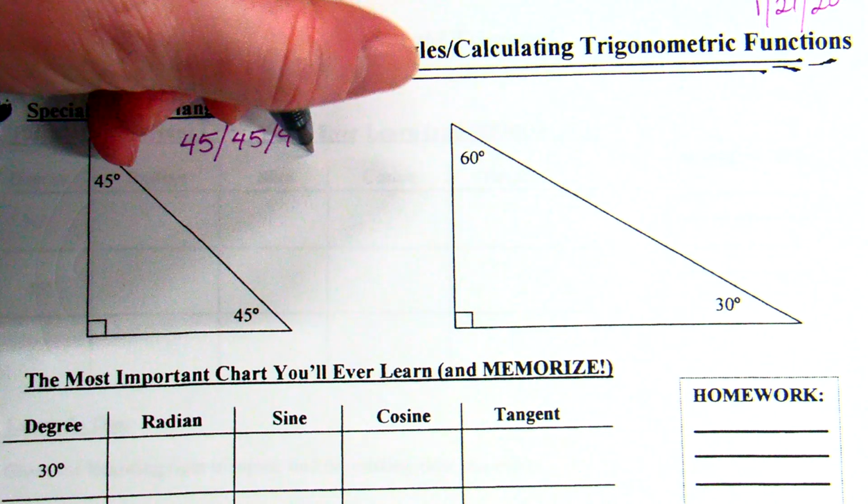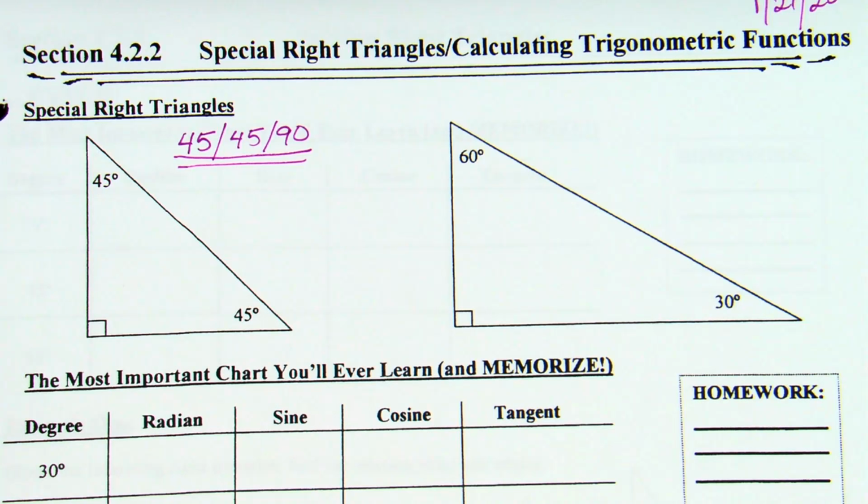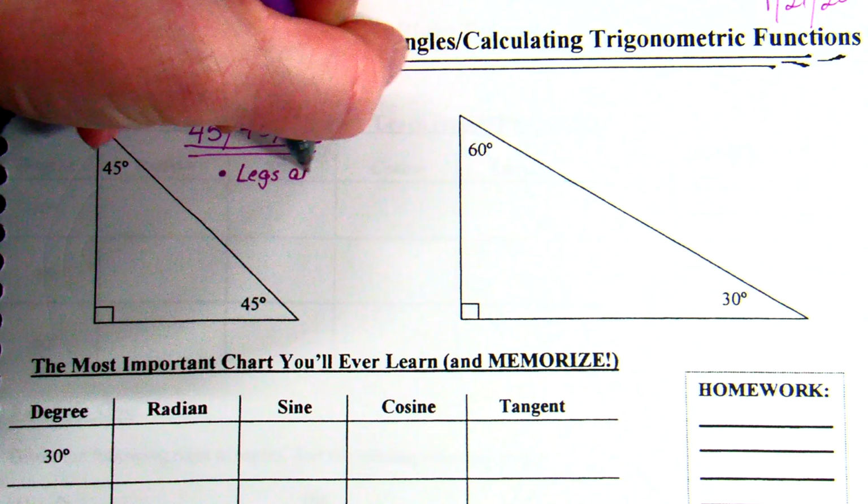There are two key facts in a 45, 45, 90. One is the legs are equal, and that's because the 45-degree angles are equal. The sides opposite them are the same. So one key point is that legs are equal.